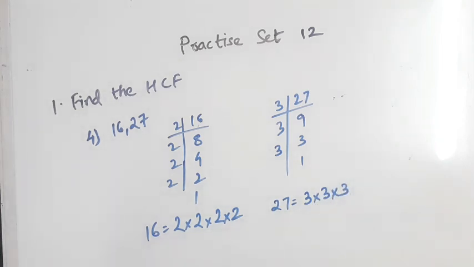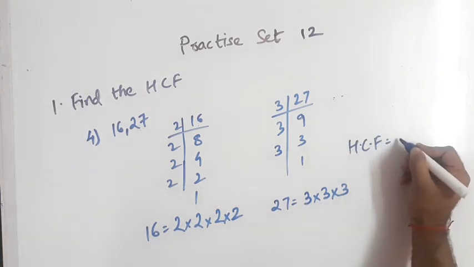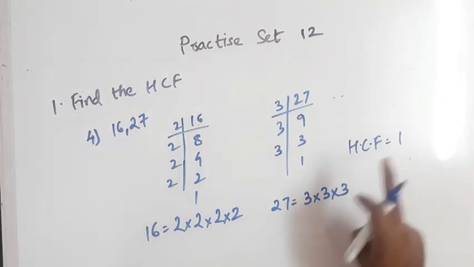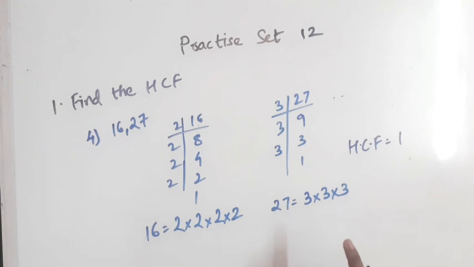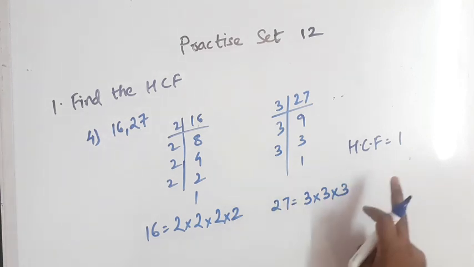Now children, here when nothing is common, your HCF is 1, because 1 is the factor of every number. Okay, 1 is the factor, 1 is the divisor of every number.